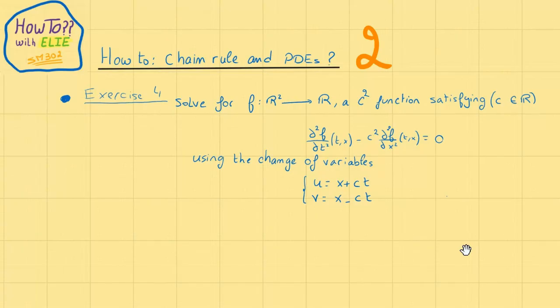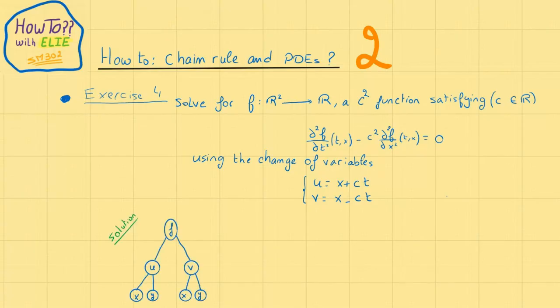the second derivative of f with respect to the first variable that I call t minus c squared, c is just a real number, a given constant, times the second derivative of f with respect to the second variable, x. So d2f over dx squared equals 0. And we have to solve this using the change of variables, u equals x plus ct, c is the same constant, and v equals x minus ct.